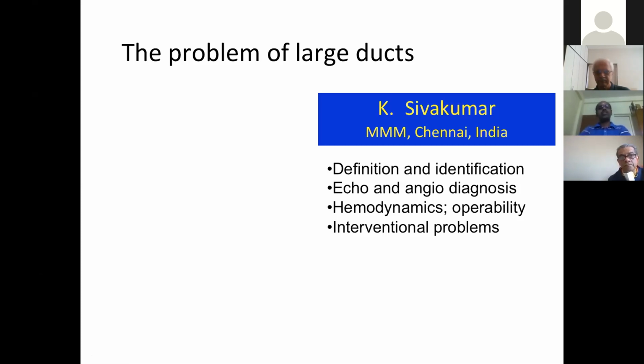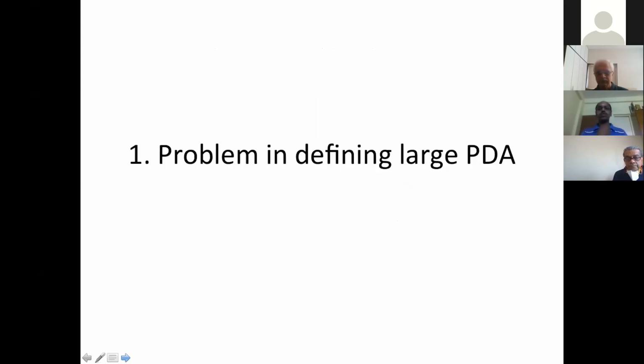The point that we are going to discuss today will be the problem of large ducts. The problem starts with what is the definition, how to identify, how to diagnose it on echocardiogram and angiogram, what is the hemodynamics of a large PDA and decision on operability of large PDA, and then interventional problems. And towards the last part, atypical ducts or atypical situations.